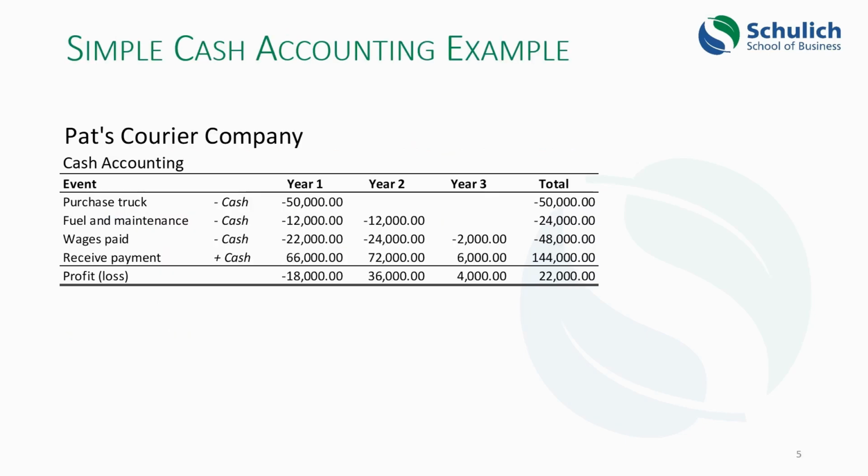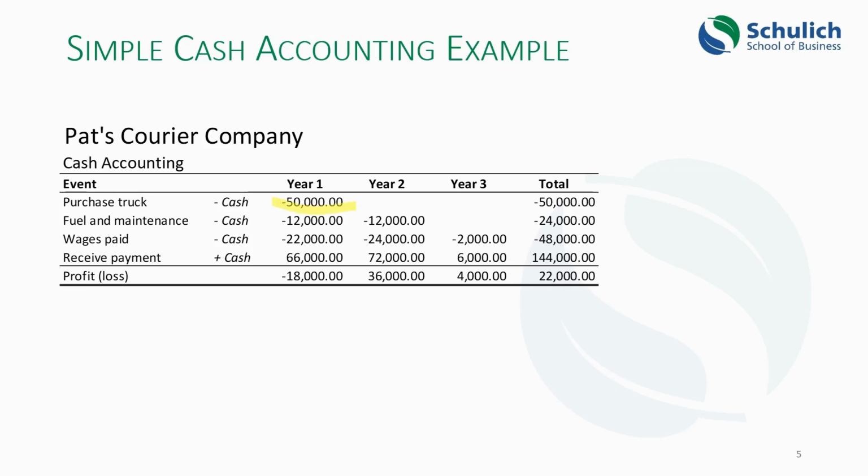Here's what Pat's Courier Company looks like under cash accounting. What I've done here in this table is list all the events chronologically. So the first thing that has to happen, of course, is that Pat purchases a truck. So we have a cash outflow of $50,000 in the first year.